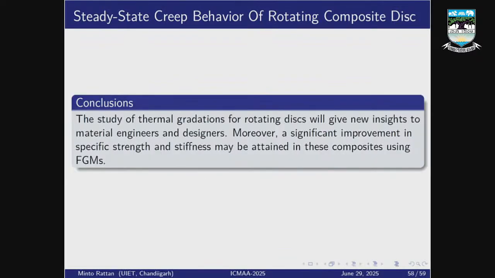As seen from the graphs, the strain rates are significantly affected by the change in thermal gradient of the disk. So, the study of thermal gradient in rotating disks will give new insights to material engineers and designers. A significant improvement in specific strength and stiffness may be attained in these composites using variations in functionally gradient materials.